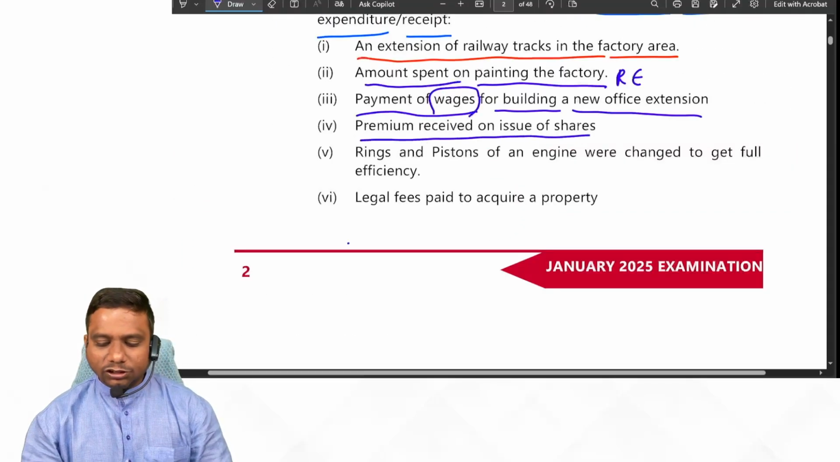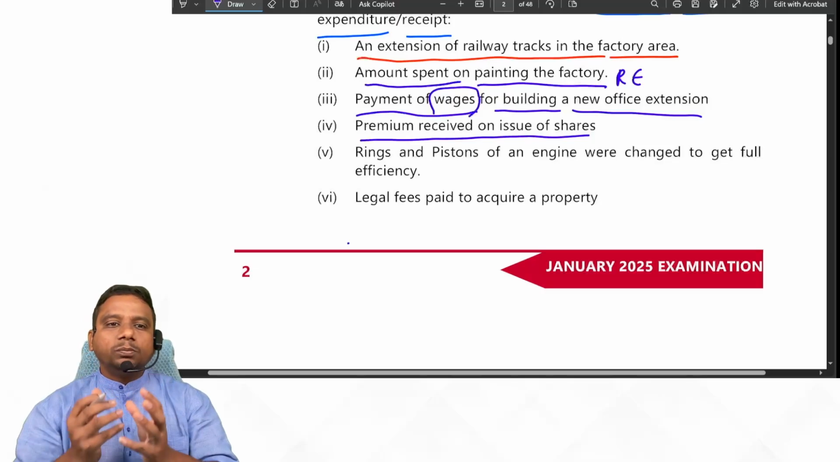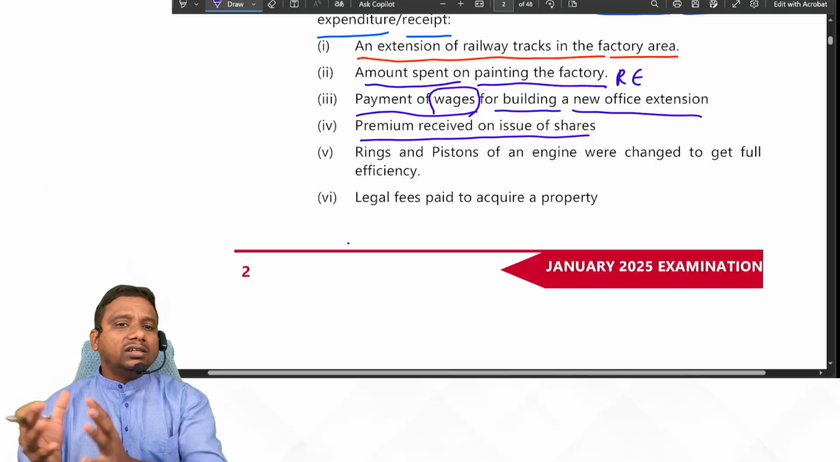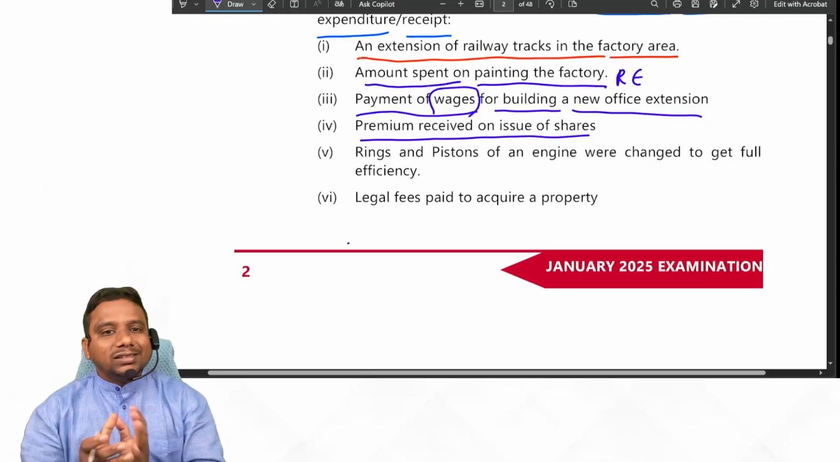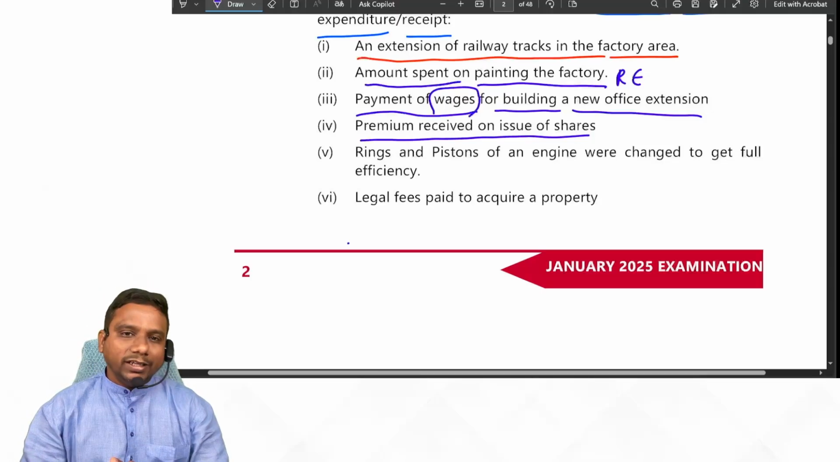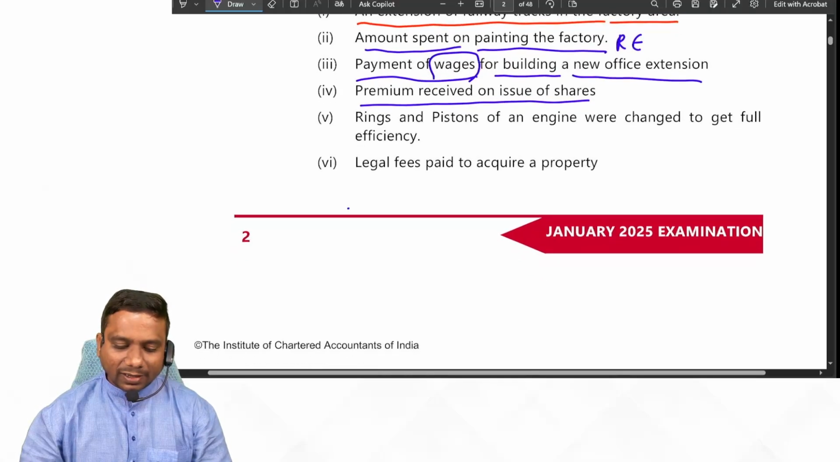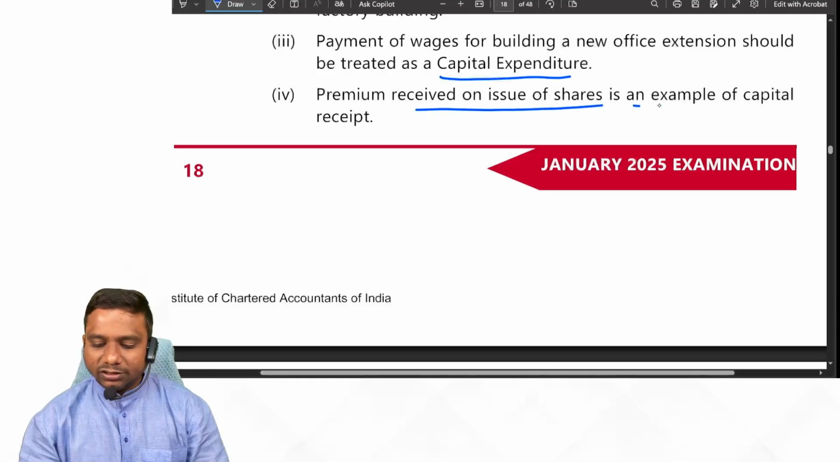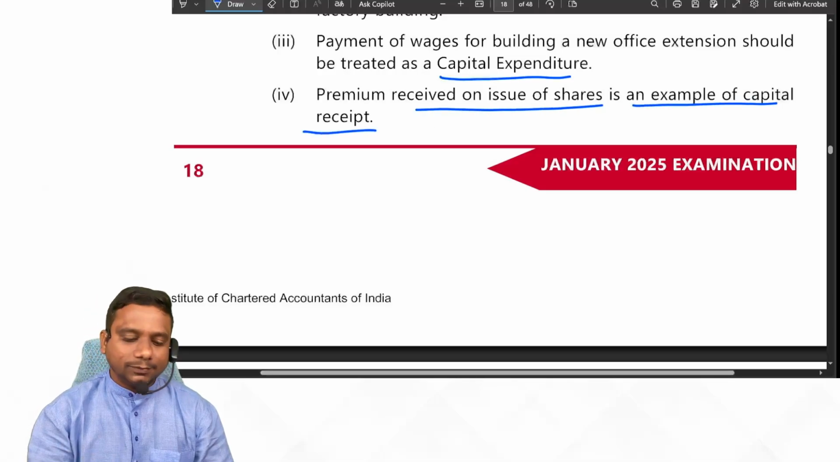Premium received on issue of shares. We received premium on issue of shares. So securities premium, this amount we transfer to the securities premium account, and this amount we will not receive frequently. So it is treated as capital receipt. Look at students, payment received on issue of shares is an example of capital receipt.